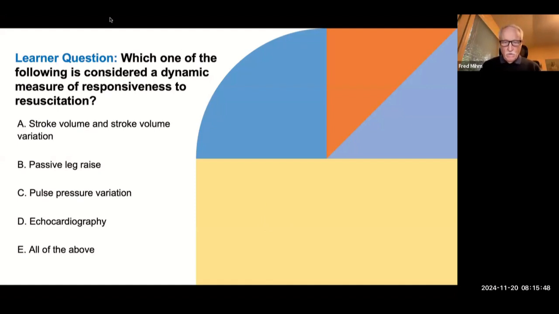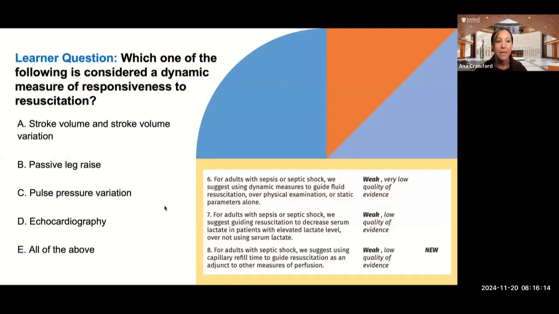And let's see. When do you want to call that poll off here? Yeah, I stopped it. There was a mix of answers, but I would say all of the above. I think that stroke volume and stroke volume variation are not as accessible to people with resource constraints, but most of the others I think should be available.